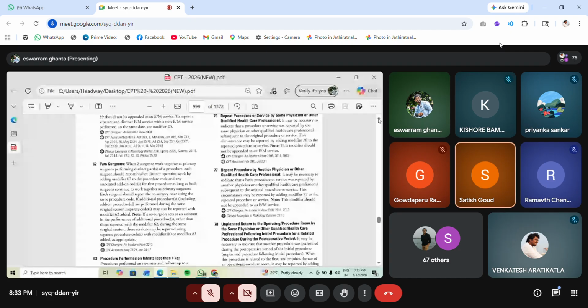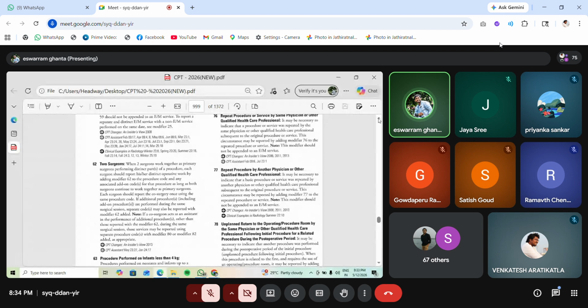We need to give for the service, equivalent to the procedure for the E&M. Okay, not for the E&M. Whichever procedure has been done, to that procedure only we can append this 59 modifier.